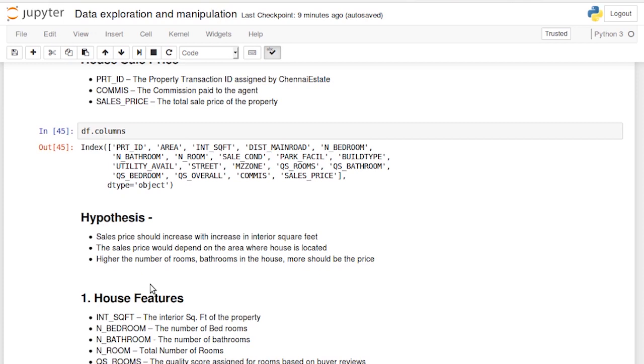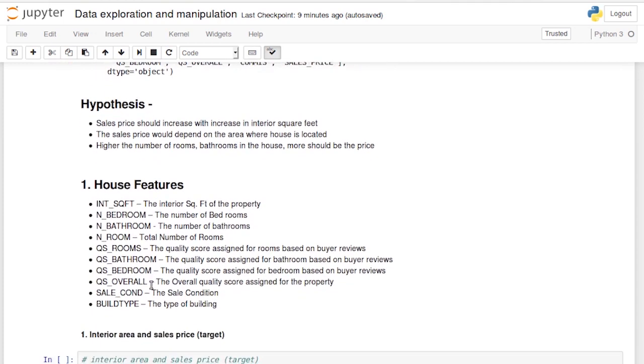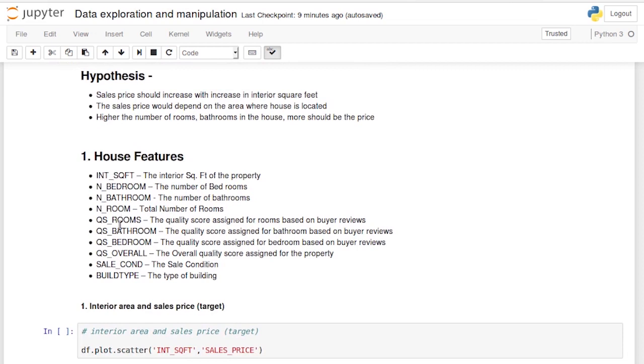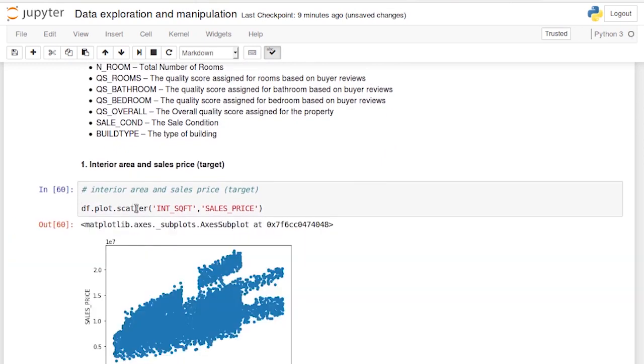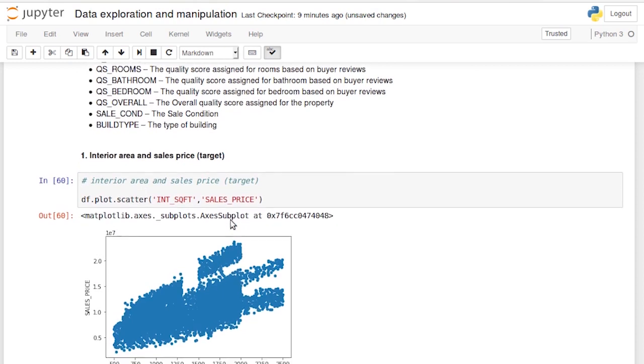And I'm going to start with working around the house related features. So these were our house related features, and I had a hypothesis that the interior square feet area of the house should affect the sale price. So if the area is more, then the sale price should be higher for a particular house. So let's see if that is actually true. And here I am creating a scatter plot between the area of the house and the sales price.